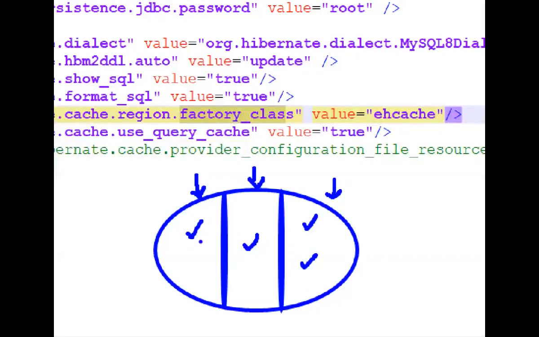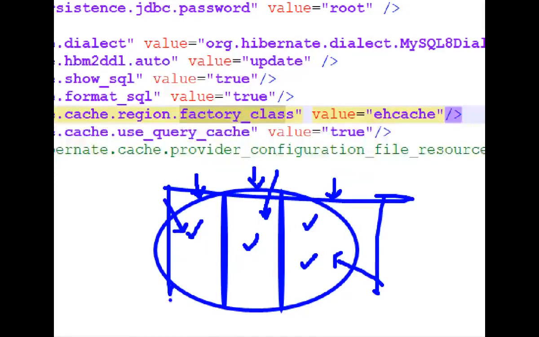Every region we can identify with a name. I'll tell you how to put the name. And for every region, we can do different settings. In this region, I want to store only 10 objects. In this region, I want to store more objects, 25. But in this cache region, I want to store only 5 objects. So this cache can be divided into regions.